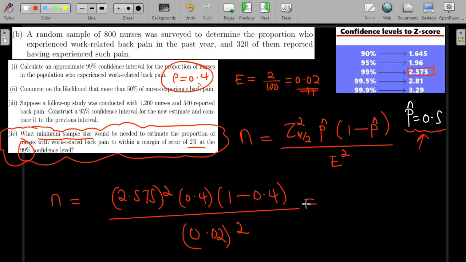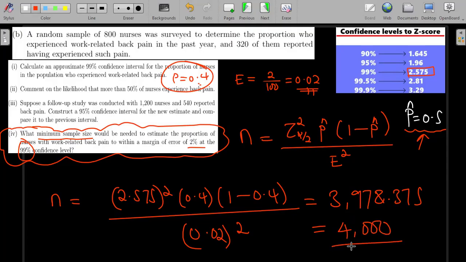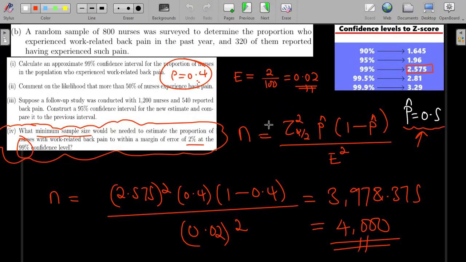So what am I getting as my minimum sample size? I'm getting 3978.375. If I round it off, it will be 4,000. So that would be my minimum sample size. Right, so we're done on B, and I think that's the end of question 1.